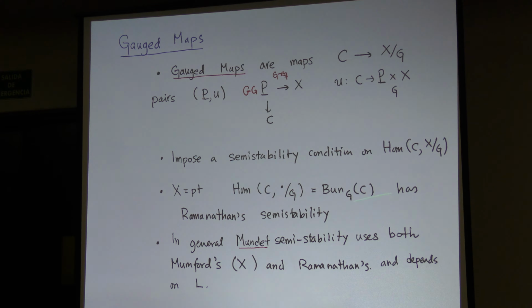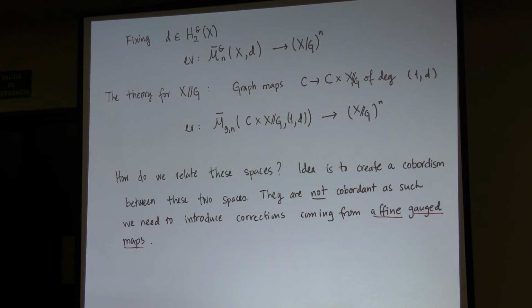So the semi-stability condition that we use is called Mundet semi-stability because it was introduced by Ignacio Mundet on the symplectic geometry side. And it generalizes semi-stability for principal G-bundles, which was introduced by Ramanathan, and on the GIT side, the theory of X, which is essentially introduced by Mumford.